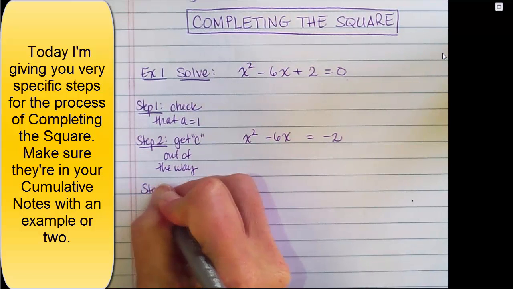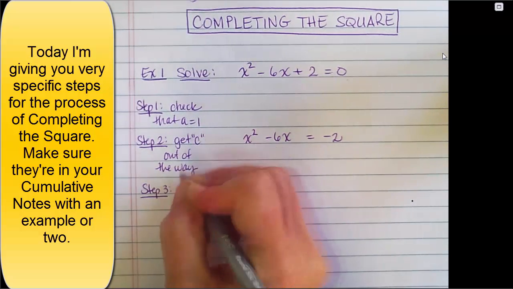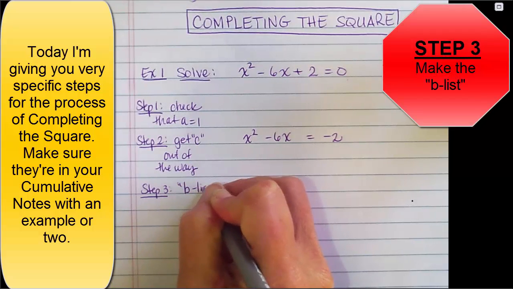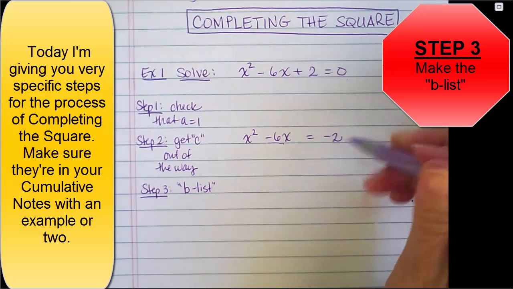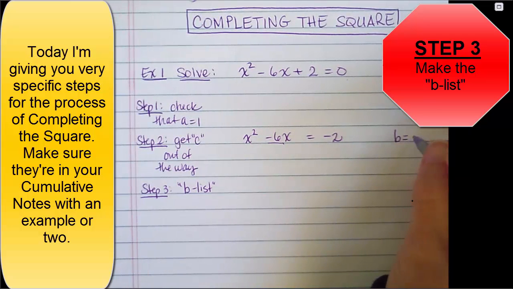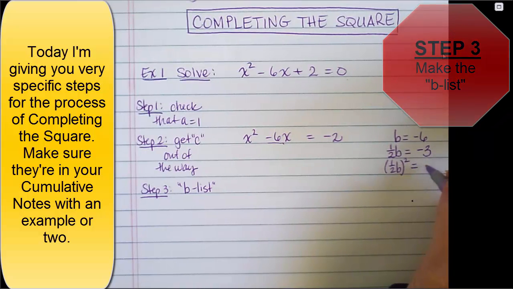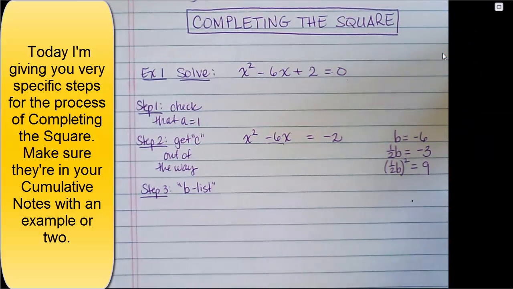For step 3, we're going to make what I call the b list. So we're going to take our b term, negative 6, and jot it down off to the side. Then we're going to take half of that b value. Well, if b is negative 6, half of b is negative 3. And then we're going to square that half b value. So that negative 3 all squared is positive 9.